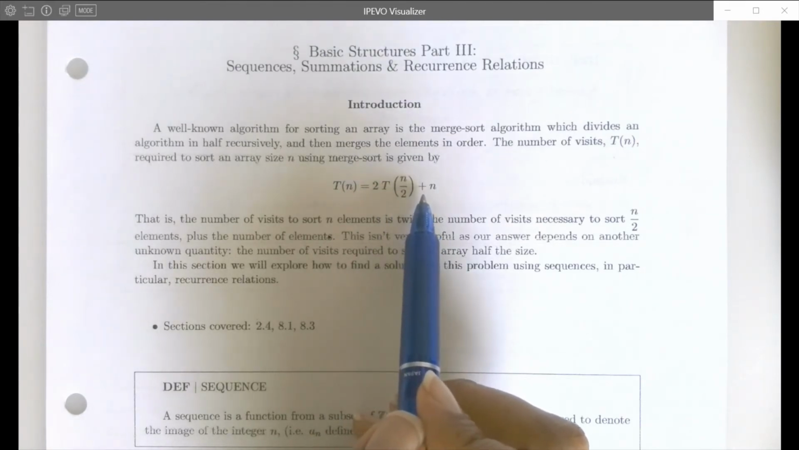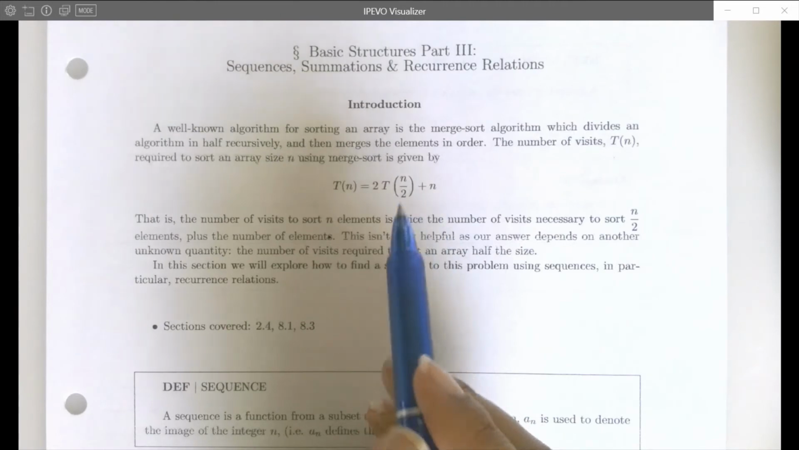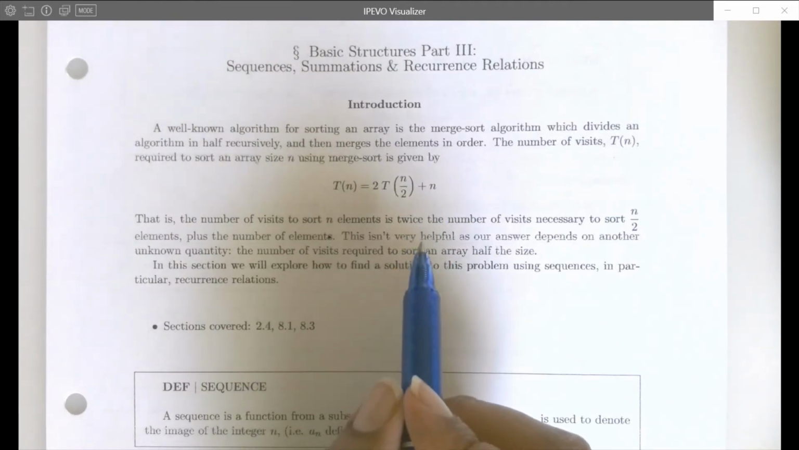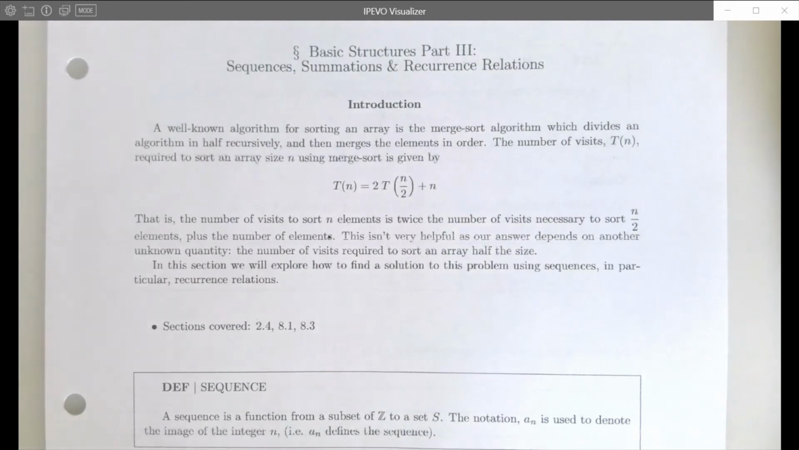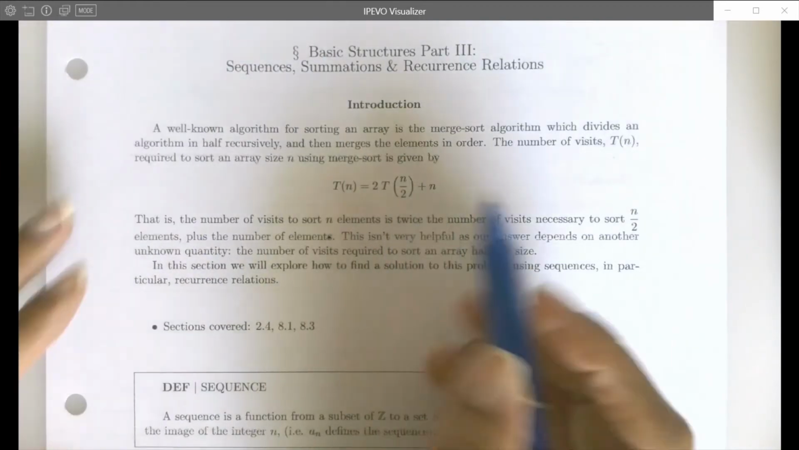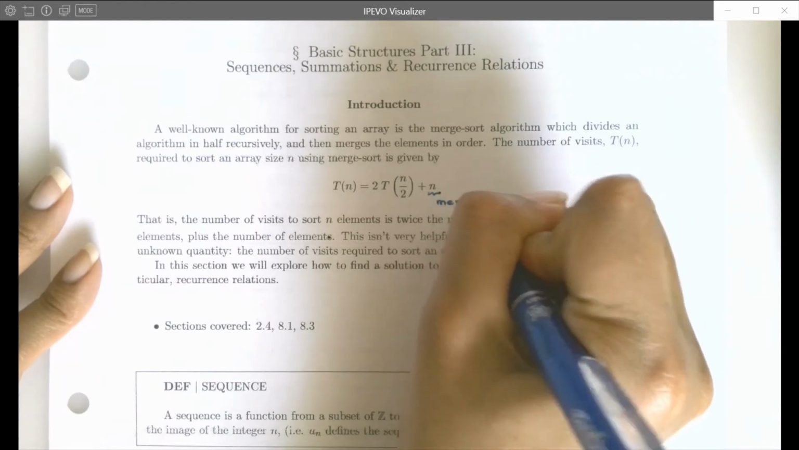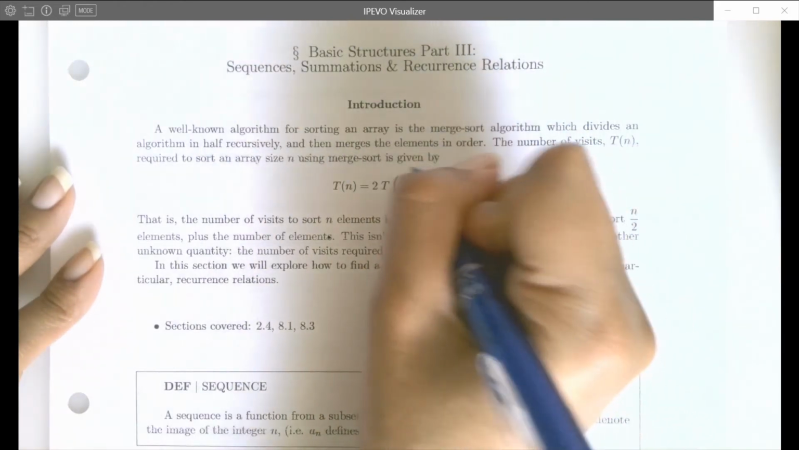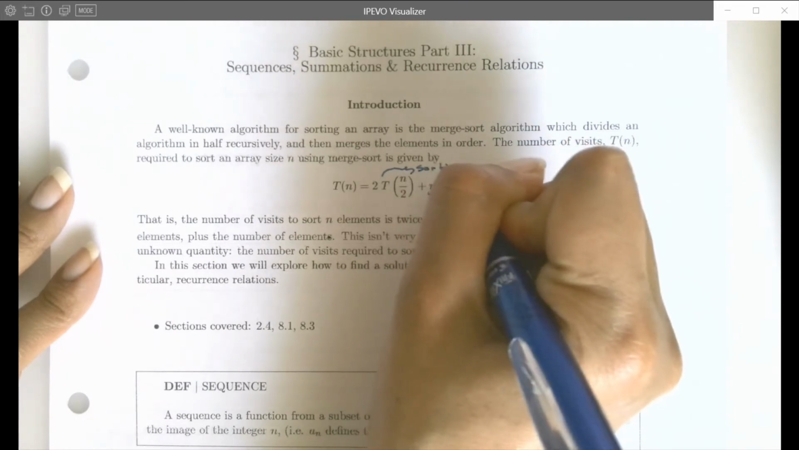And then in order to merge them together, well, you need to compare the elements on both arrays and fill up one final array of size n that will be the final sorted array. So that is where this is coming from. This is from the merging step, and this is from sorting the first and second halves.